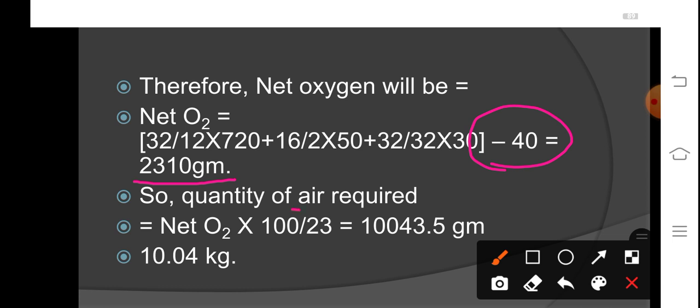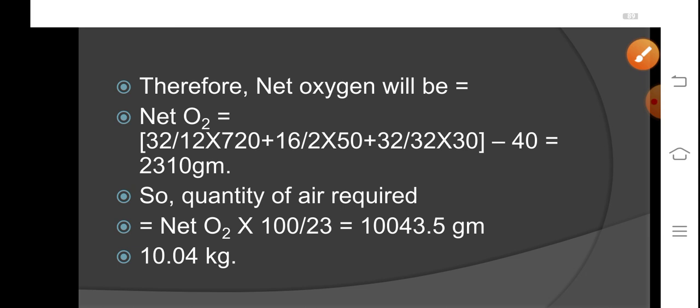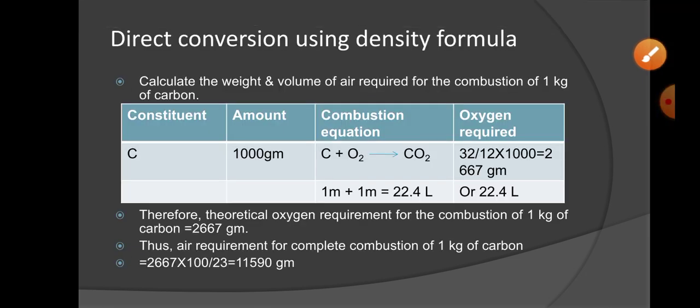From this we will calculate the air. So air will be net oxygen into 100 upon 23. That is 10043.5 grams. We can reduce it to 10.04 kg. We can also use the density formula.